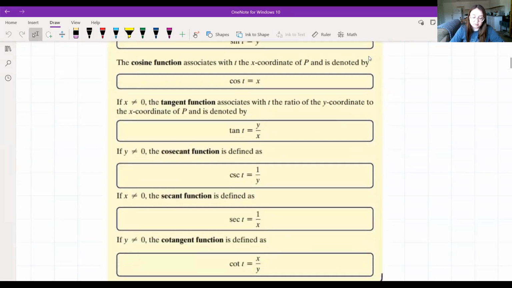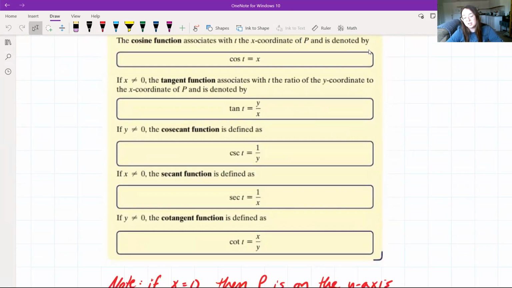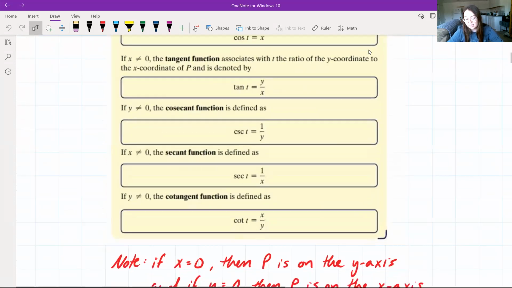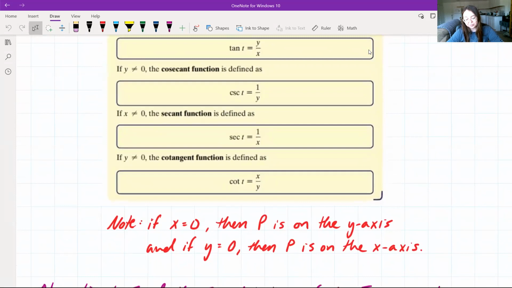If y is not equal to 0, the cosecant function is cosecant of t is equal to 1 over y. If x is not equal to 0, the secant function is defined as secant of t is equal to 1 over x. And if y is not equal to 0, the cotangent function is defined as cotangent of t is equal to x divided by y.